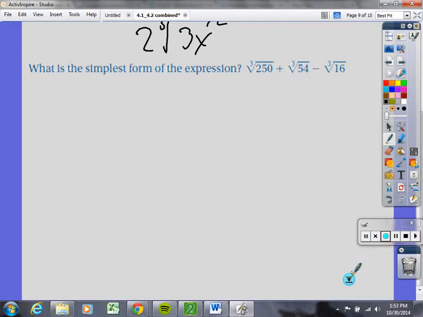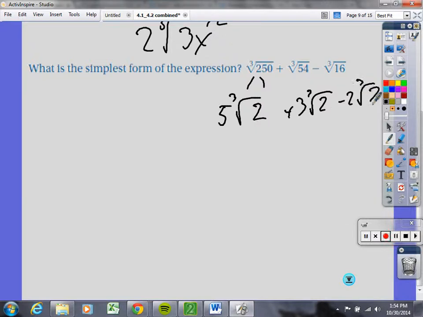No, not really. Cube root of 150. I'm just going to tell you it's 5 cube root of 2. Cube root of 54 is 3 cube root of 2. Cube root of negative 16 is minus 2 cube root of 2. So first off, yes sir, those are cube roots. I know it's not, it's why there's a 2 still underneath there.